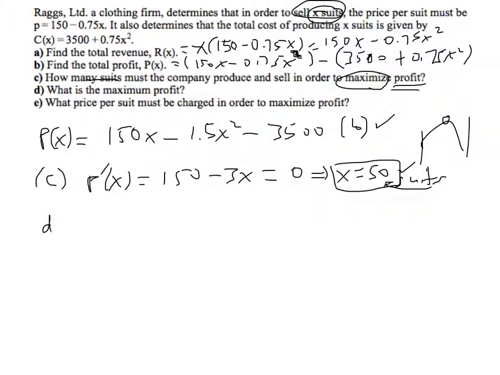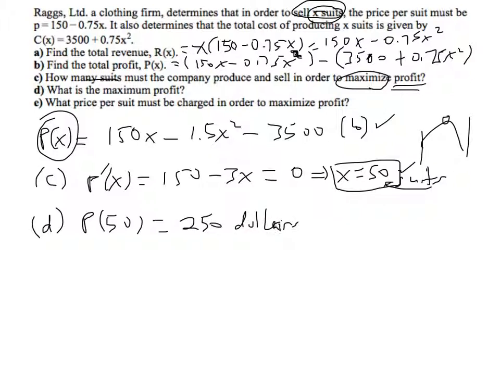What is the maximum profit? We found the maximum profit happens when you sell 50 suits, and the profit when you sell 50 suits is given by this formula. In P of x, the inputs are the number of suits, the outputs are profits. My calculator turned off, hang on. Okay, when I put 50 into the profit function, I get 250, and that's dollars. So when I put 50 suits in, I make $250.